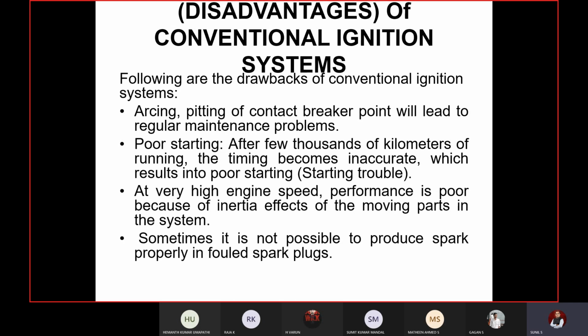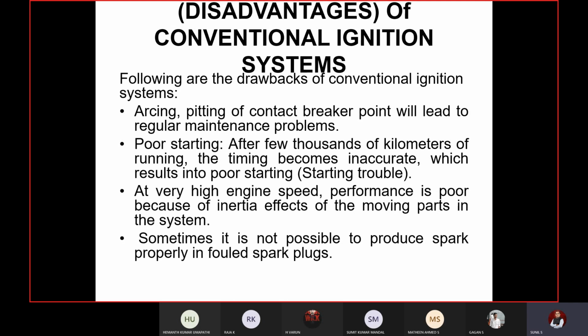Next, very high engine speed. At very high engine speeds, performance will be comparatively poor. There will be more of inertia effects. Sometimes it is not possible to produce the spark because of fouled spark plugs. This is also one of the major problems. So these are the common problems which are seen in battery ignition systems.